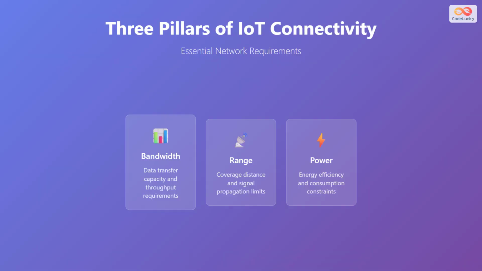IoT stands for Internet of Things. It refers to the vast network of physical devices, sensors, and machines that are connected to the Internet and can communicate with each other. These devices collect data, share information, and work together to make our lives smarter and more efficient. From smart home devices to industrial sensors, IoT is transforming how we live and work.